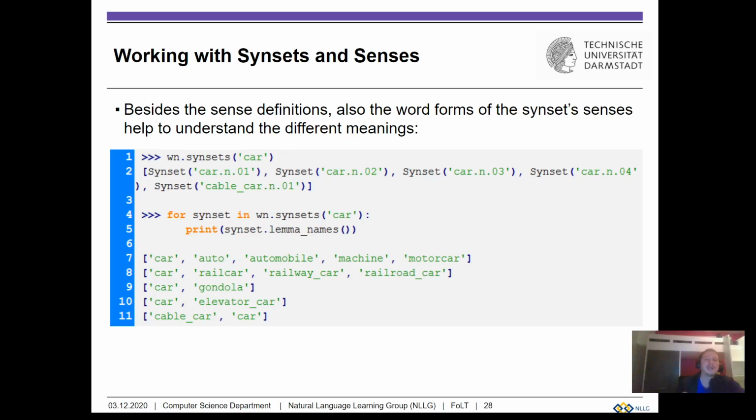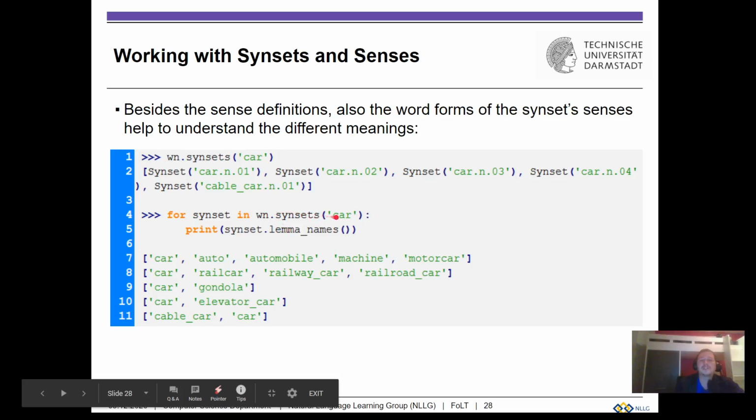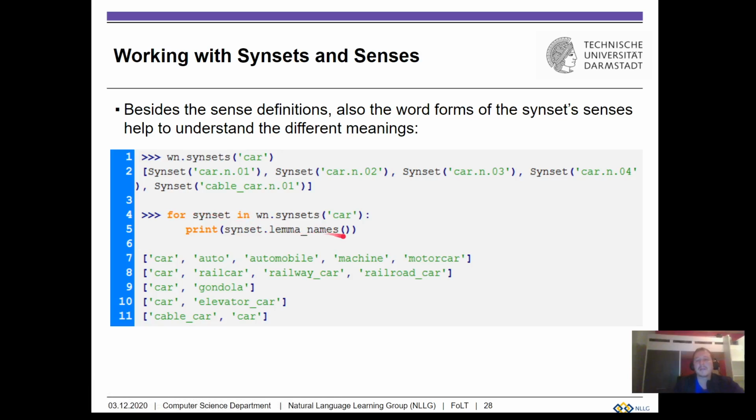Besides checking the definitions, we can of course also peek into the words that constitute a synset. So we check the synsets of car, we go over the synsets and print the lemma names, and from those words in the synset we get a feeling and an understanding similar to the definition of what this sense actually means.